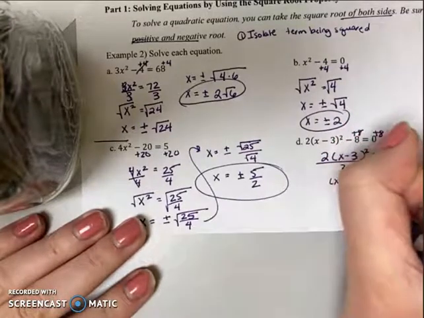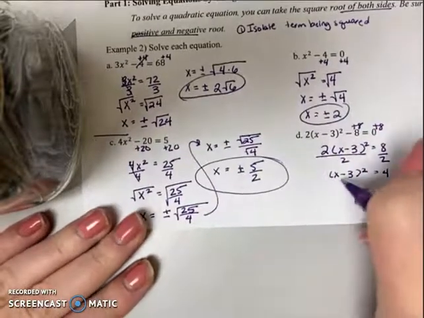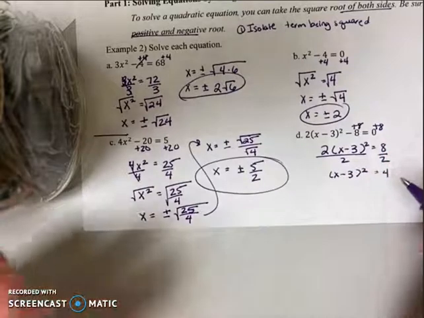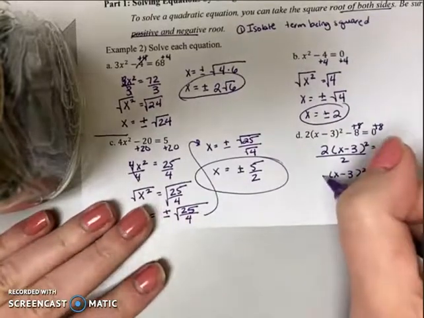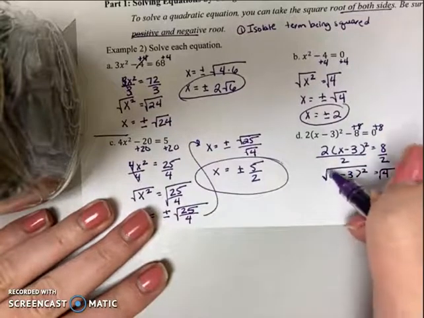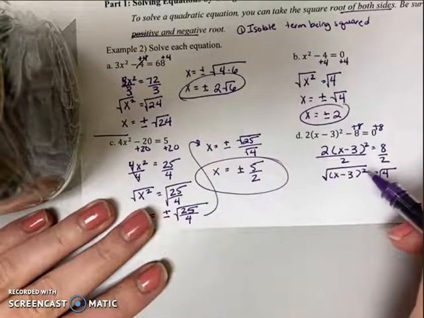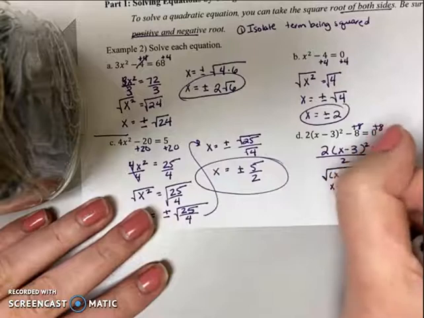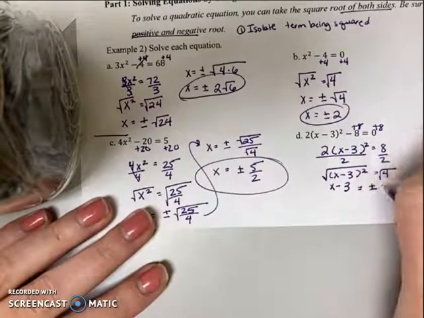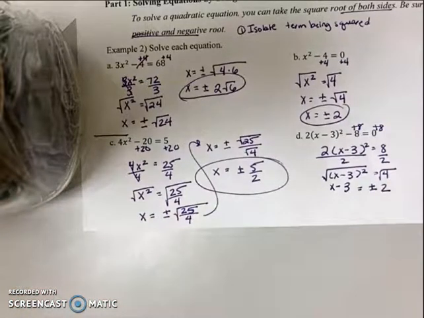So I have x minus 3 being squared equals 4. Okay, so now that I've isolated the term that's being squared, I haven't solved for x yet, but I've isolated this, so I can take the square root at this point. When I take the square root of (x minus 3) squared, the square root and the square cancel each other out. So I just have x minus 3 equals plus or minus 2. Because I took the square root, I have to put plus or minus 2.